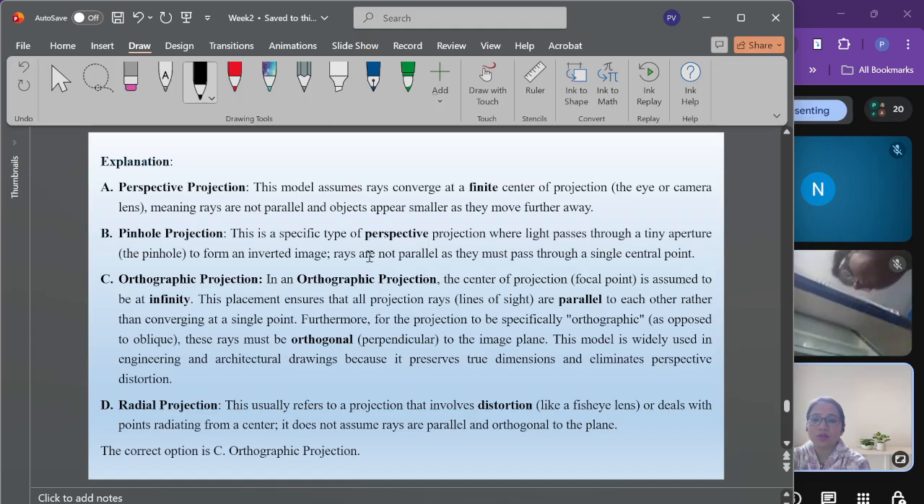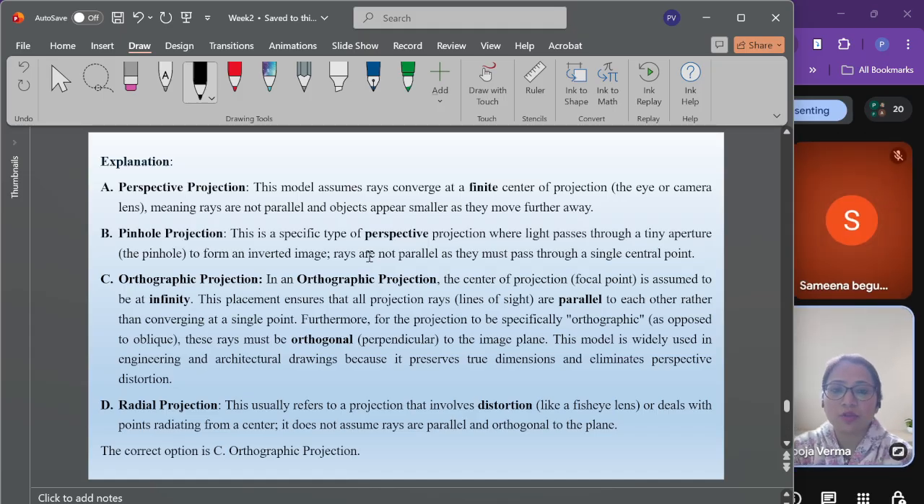Okay, and in the orthographic projection, the center of projection, the focal point, is assumed to be at infinity, and this placement ensures that all projection rays, like lines of sight, are parallel to each other rather than converging at a single point. For the projection to be specifically orthographic as opposed to oblique, these rays must be orthogonal, or perpendicular, to the image plane. This model is used in engineering and architecture drawings because it preserves true dimensions and eliminates perspective distortion.